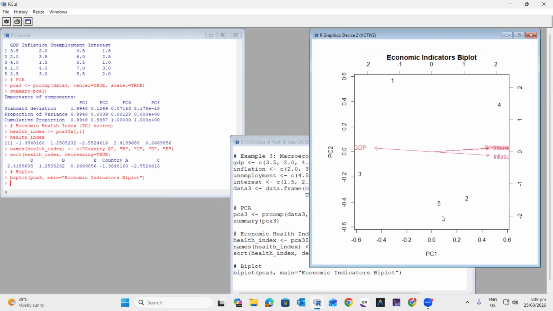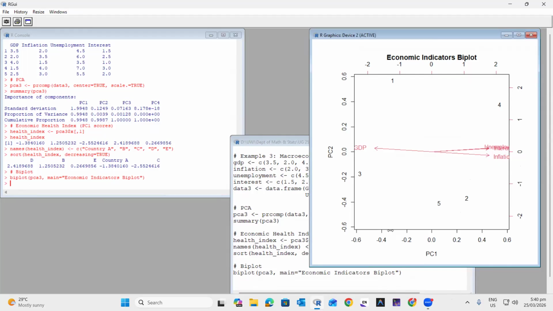Variables like GDP, inflation, unemployment, and interest rate are shown as the red arrows. Okay, in which direction they are going. Okay, the two sets of axes, the bottom and the left are for individuals, and top and right for the variables. Okay, they have different scales, so note the dual axis. So how we are going to interpret this result?